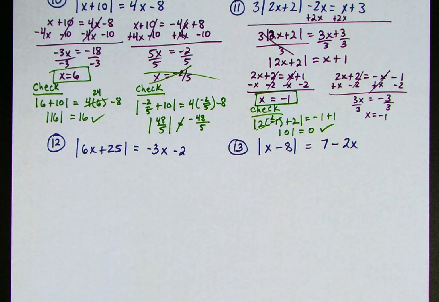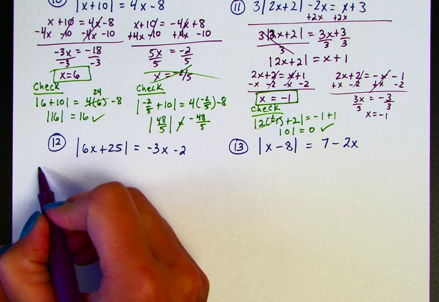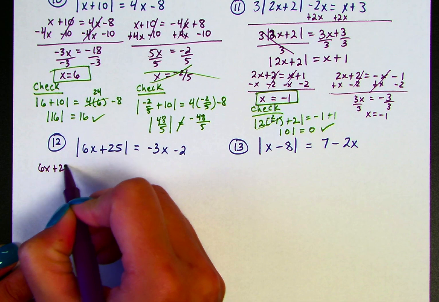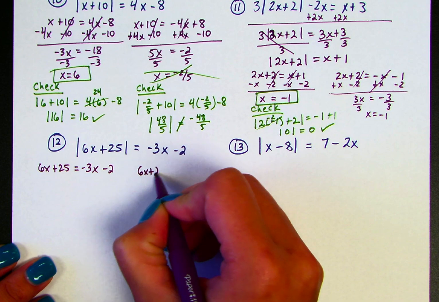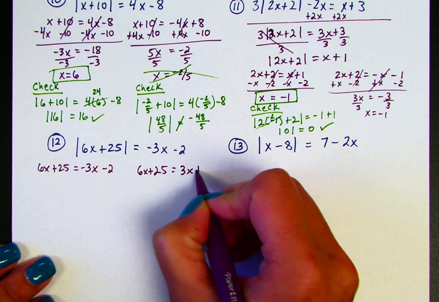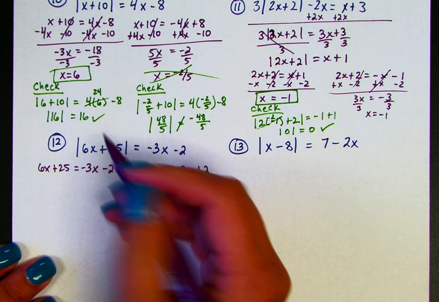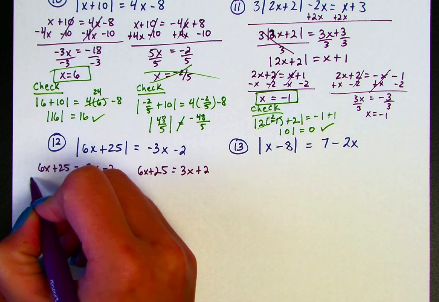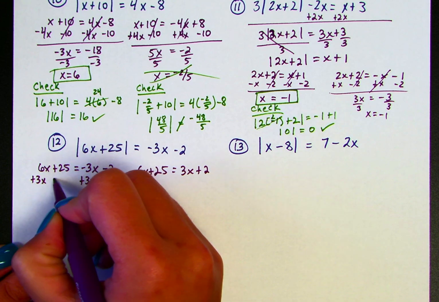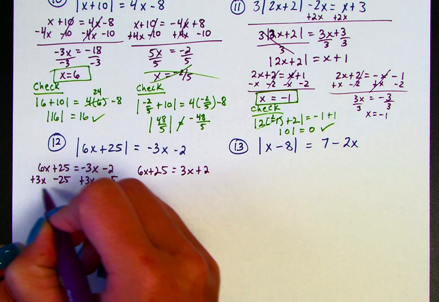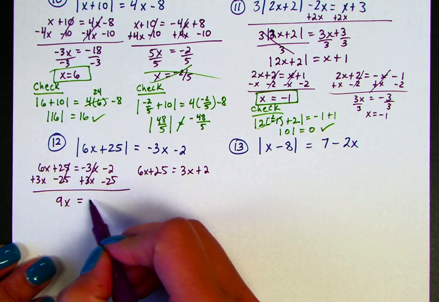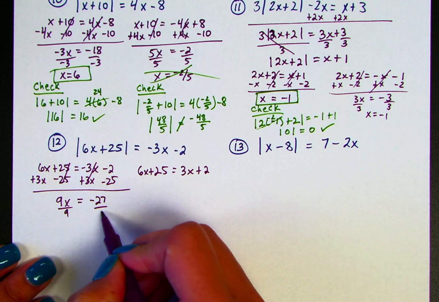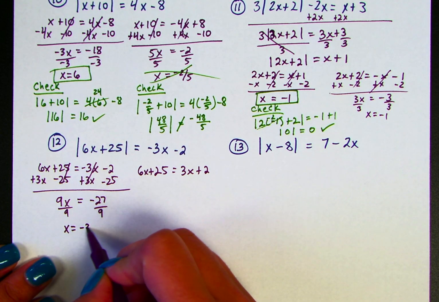All right, next problem. Our absolute value group is alone, so we can go right into setting up our two equations. So 6x plus 25 equals -3x minus 2. 6x plus 25 equals a positive 3x plus 2. So I'm going to start by adding 3x and subtracting the 25. So this will be 9x equals -27, so I need to divide. So that means our x is -3.